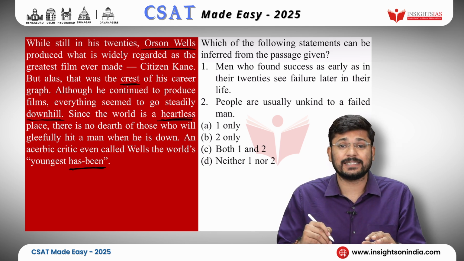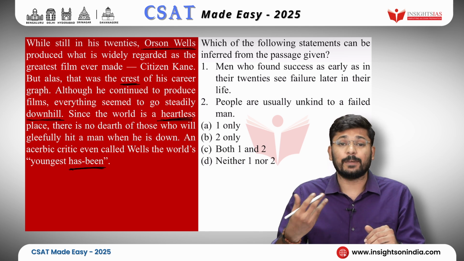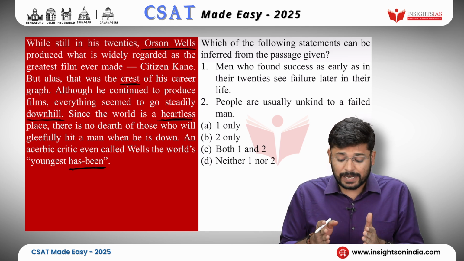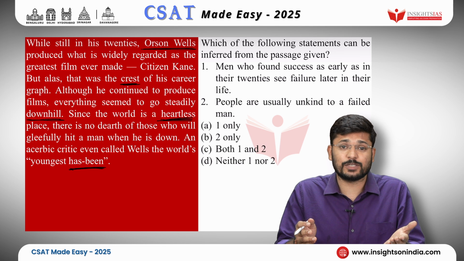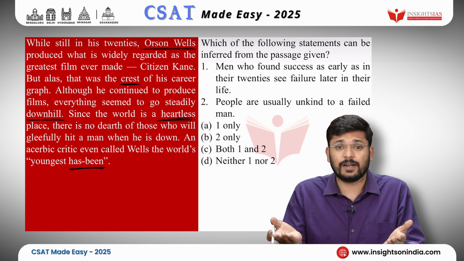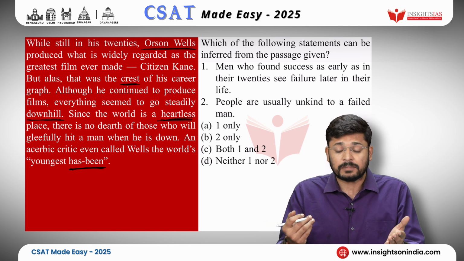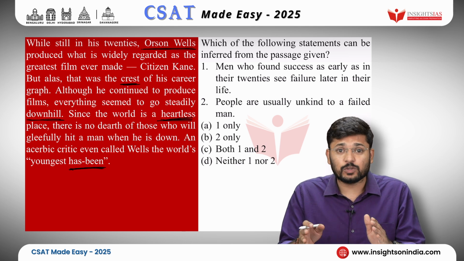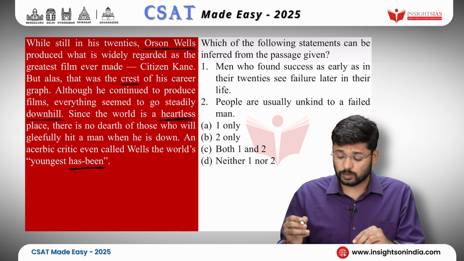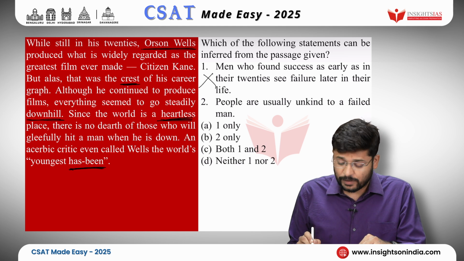However, there is no indication in the passage that it happens to everyone. It merely states that Orson Welles attained his success in his 20s and then his career graph went on steadily downhill. However, there is no generalization about this. So, we will reject inference 1.